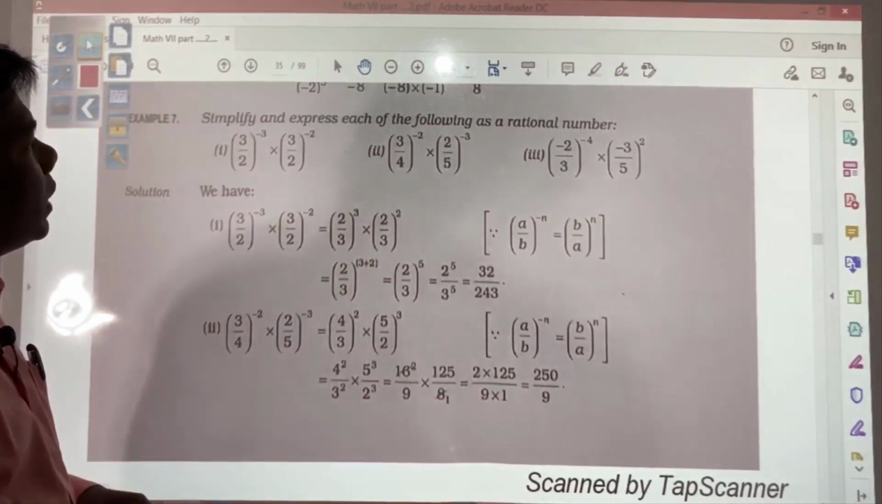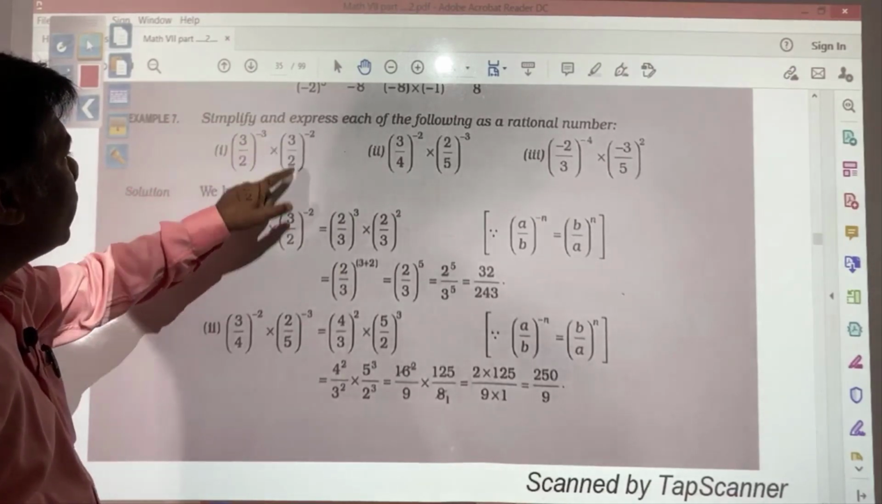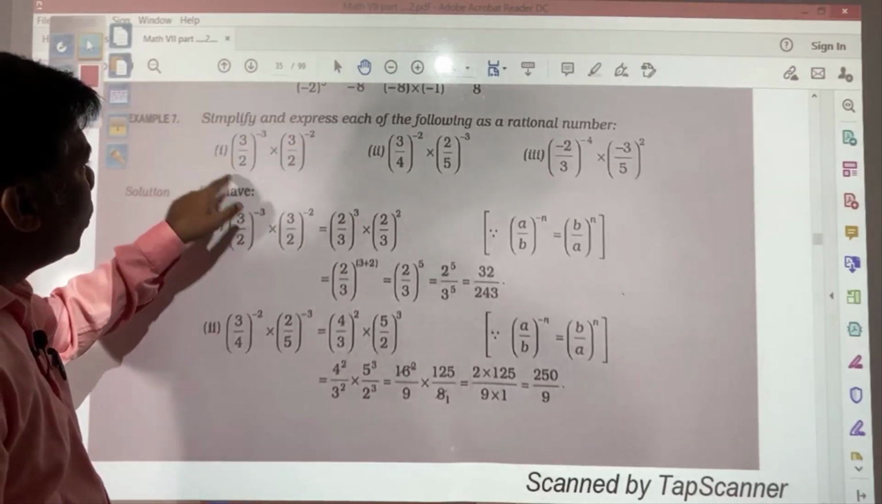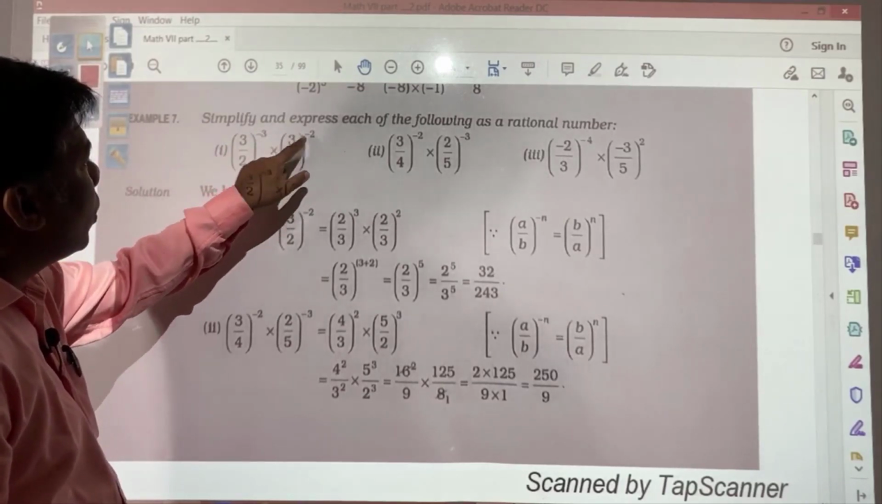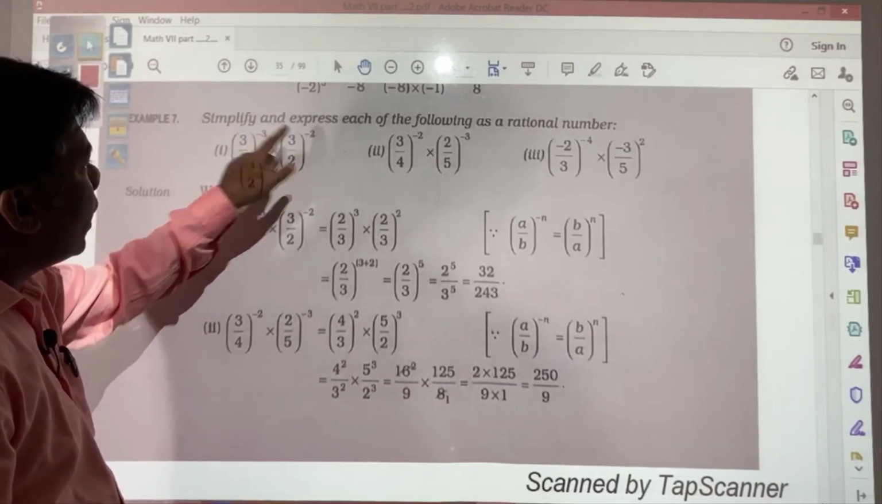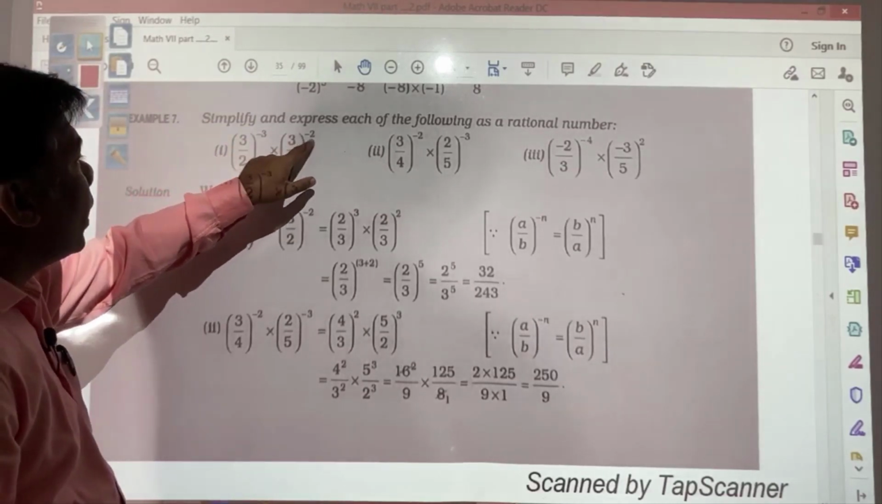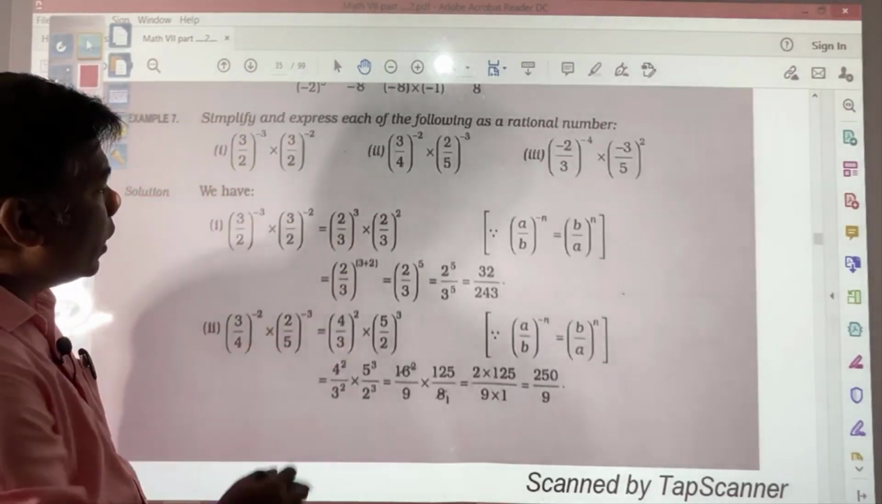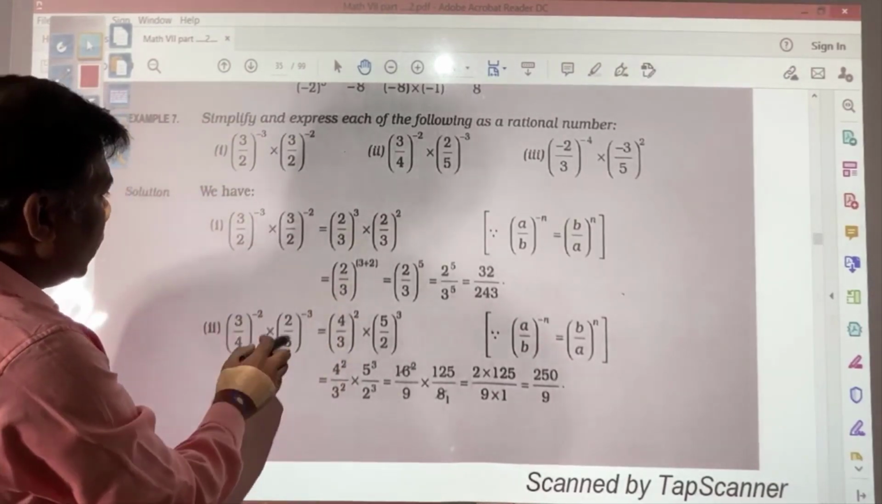Simplify and express each of the following as a rational number. Again, here you see (3/2)^(-3) and (3/2)^(-2). So the base is equal and the exponents are different. So -3 and -2 will be added and you will get what? -5. So here it has been solved.